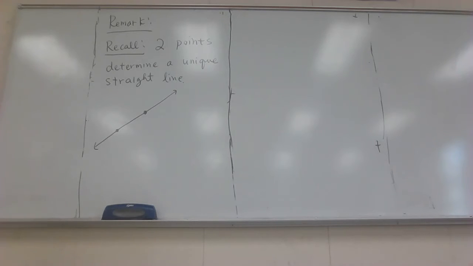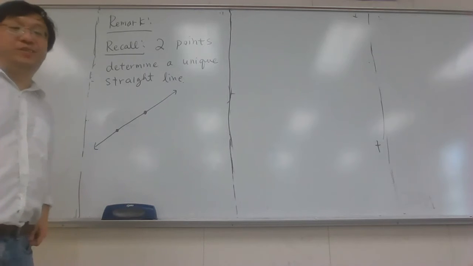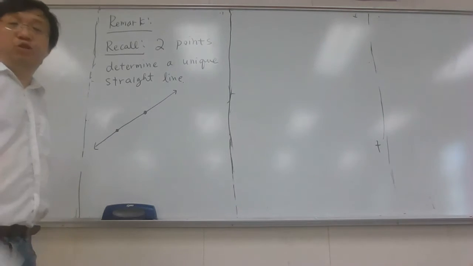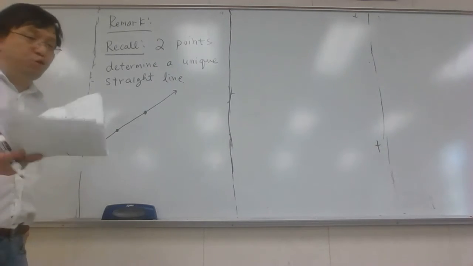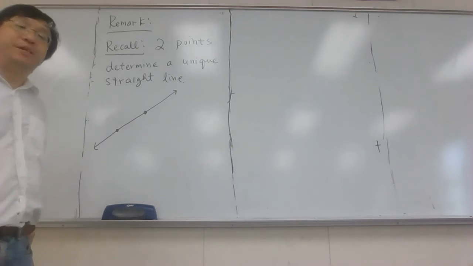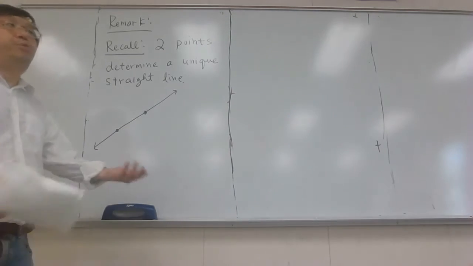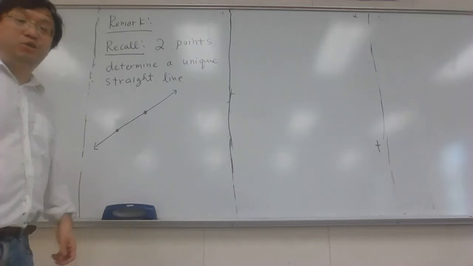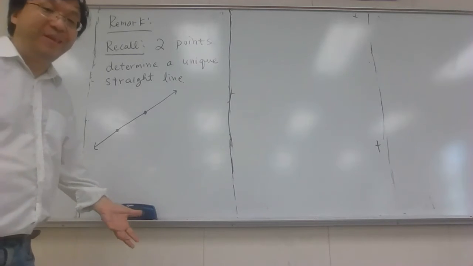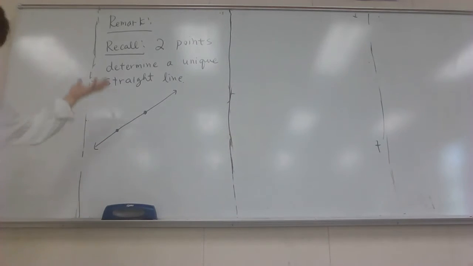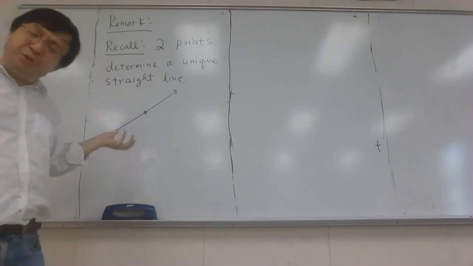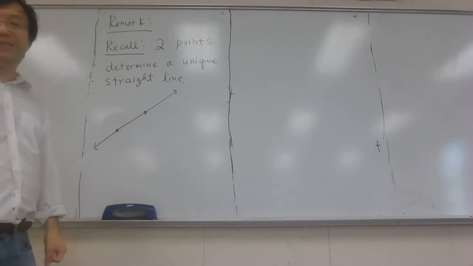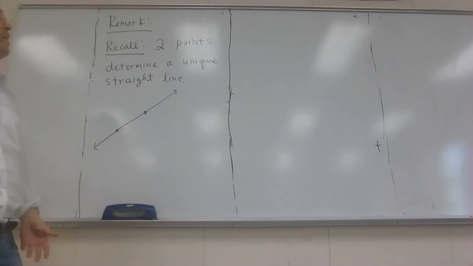And this is actually a very nice property of straight lines. Most functions don't have this property. For instance, two points don't determine a quadratic, a degree 2 polynomial. Two points don't determine a cubic, a degree 3 polynomial. Two points don't determine, say, a sine function. Two points don't determine a cosine function either. So most functions don't have this property. Straight lines are so nice that two points determine a unique straight line.